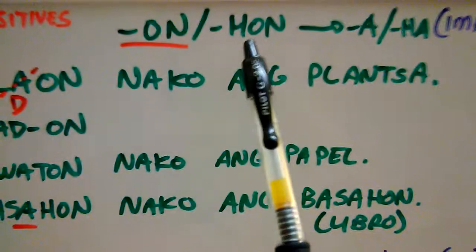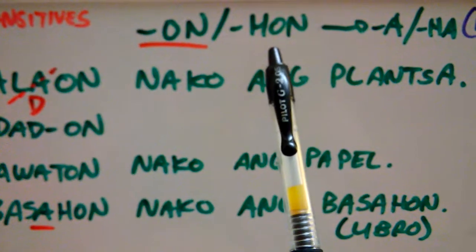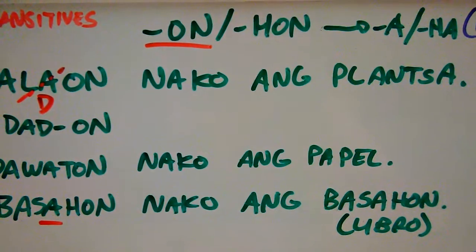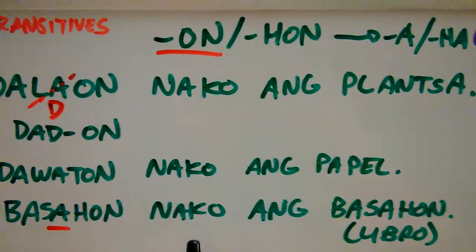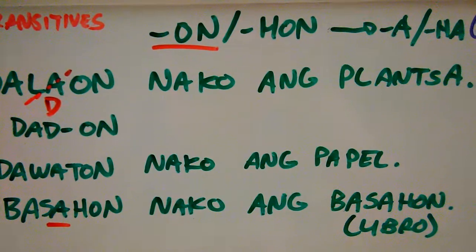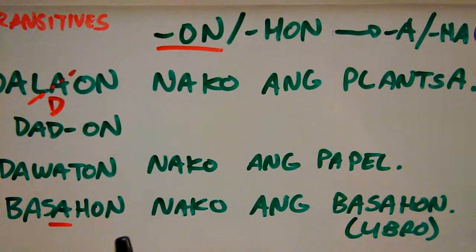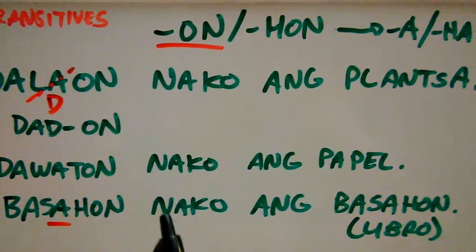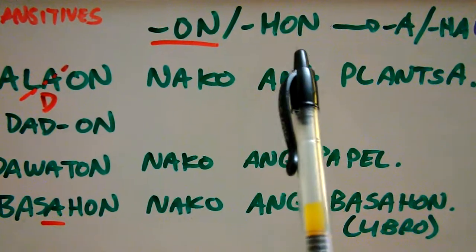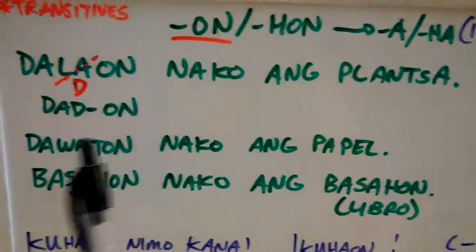And hon is the same thing as on, but we only use hon if the end of a verb is an unstressed vowel or there's no glottal stop, okay? Or there's no, I guess, consonant. If it's an unstressed vowel that ends it with no glottal stop, we use hon. Otherwise, we will use on. And here are the examples, right?